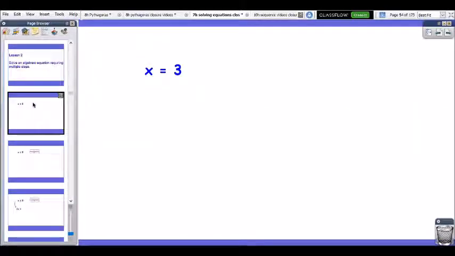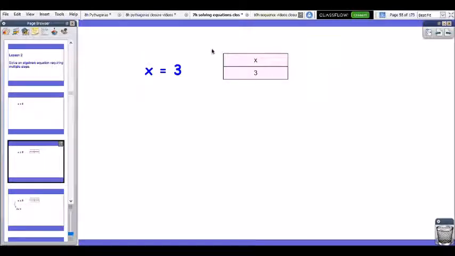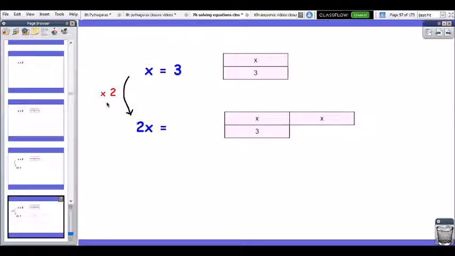Okay, let's say x equals 3. So you can see this in my image, the x bar is the exact same length as my 3 bar, so x is equal to 3. If I wanted to get from x to 2x, I have doubled it. So if I double x, I get 2x.